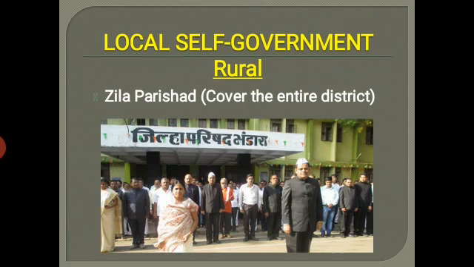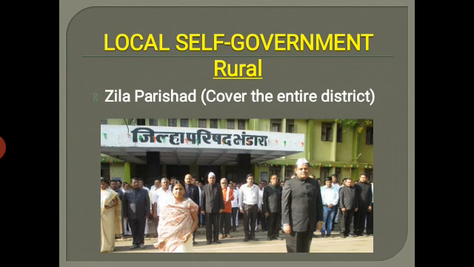Students, the Zila Parishad elects a president and vice president from among its members for a term of 5 years. First of all, the people from the district elect the members of the ZP, and thereafter these members elect their president and vice president. Students, various subcommittees are formed. Listen, students, in a Zila Parishad, various subcommittees are formed from its members for the smooth functioning of its different programs.